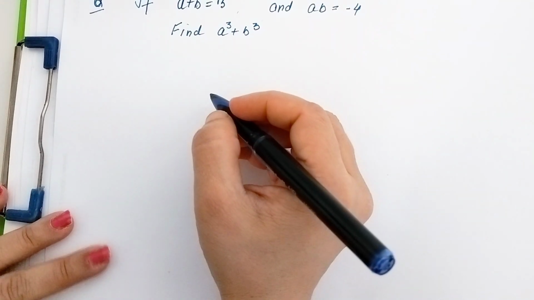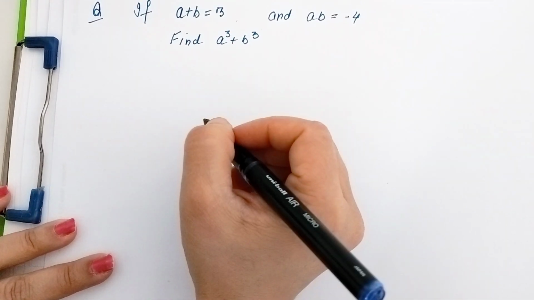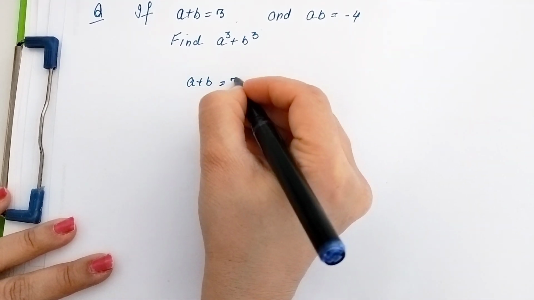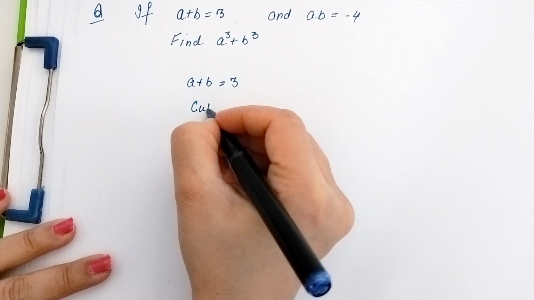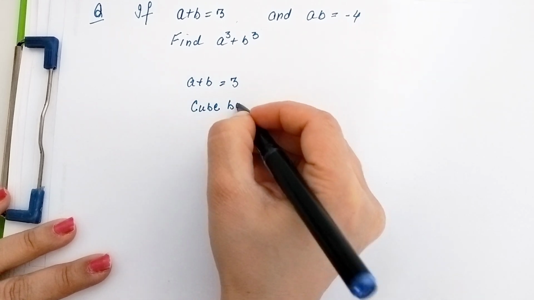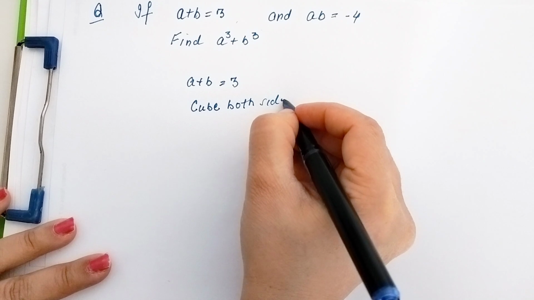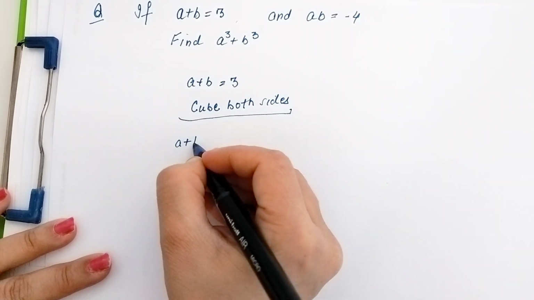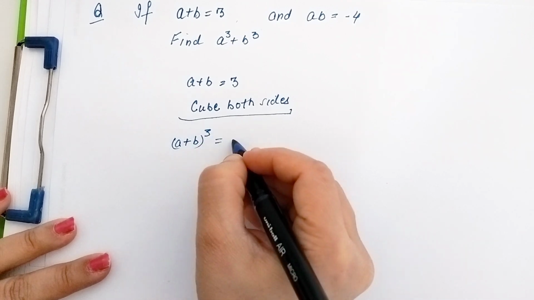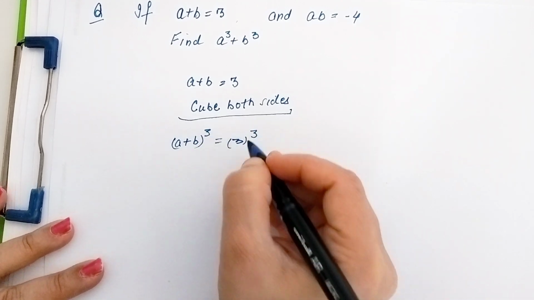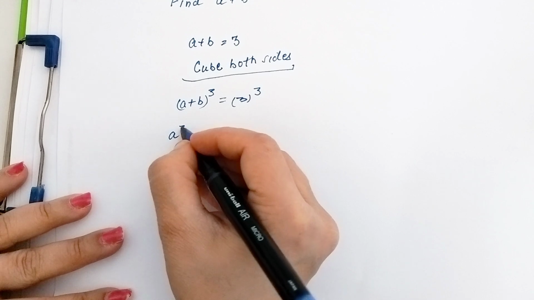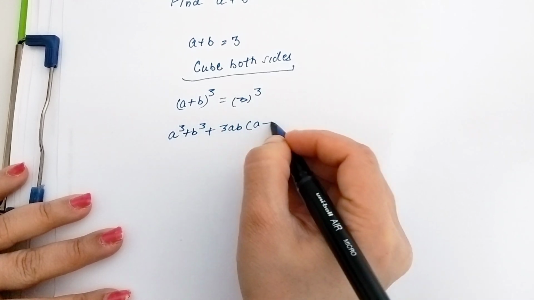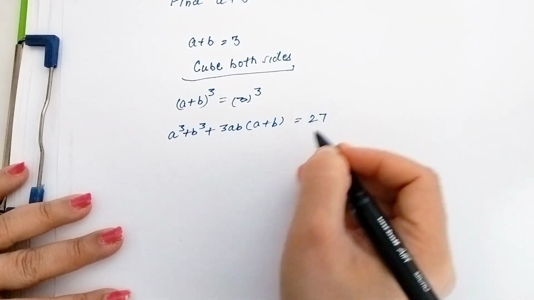The general method, the typical straightforward method, is: we have A plus B is equal to 3. You will cube both sides. When we cube both sides, we get (A plus B) cube is equal to 3 cube. And we get A cube plus B cube plus 3AB, this is the formula of (A plus B) cube.